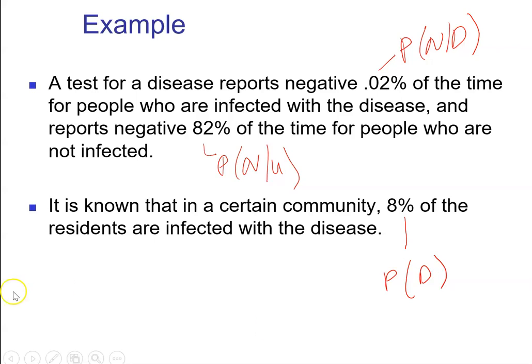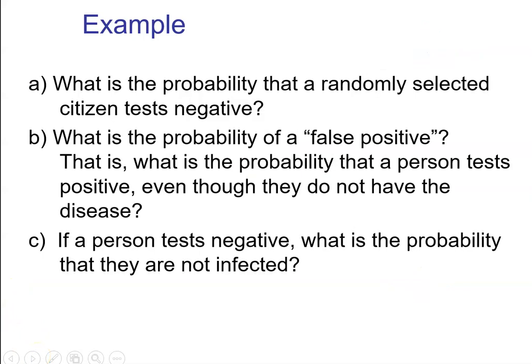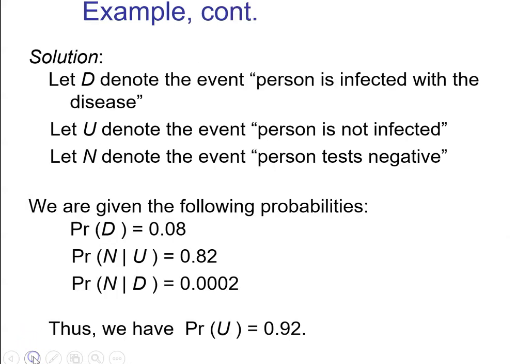Okay, so let's go over to these examples here real quick. What is the probability that a randomly selected citizen tests negative? B, what is the probability of a false positive? That is, what is the probability that the person tests positive even though they do not have the disease? C, if a person tests negative, what is the probability that they are not infected? Okay, so again, this is how we denoted these. All right, hopefully this makes sense here at the bottom.